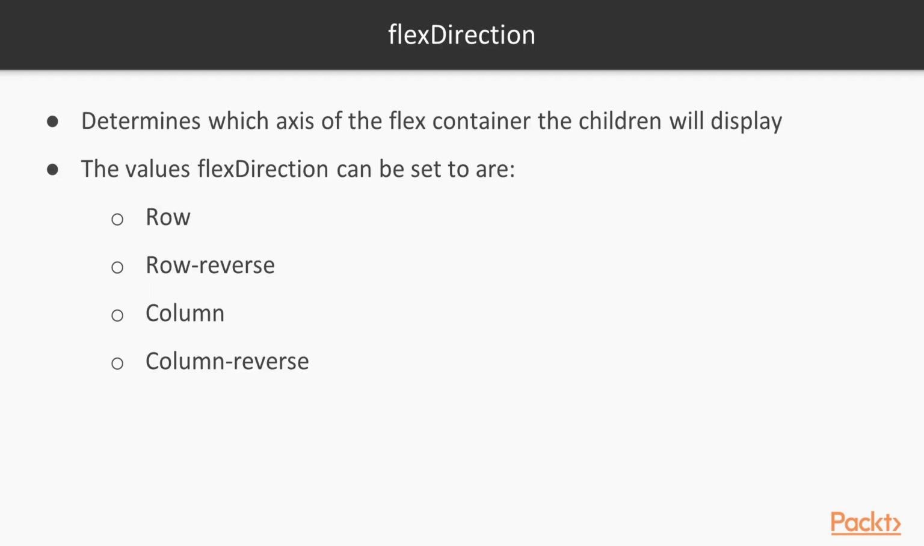As mentioned before, the flexDirection will determine which axis of the flex container the children will display. The values that flexDirection can be set to are row, row reversed, column, and then column reversed. So if the value is row, the children will display left to right, and the default in React Native, which is column, will go top to bottom.